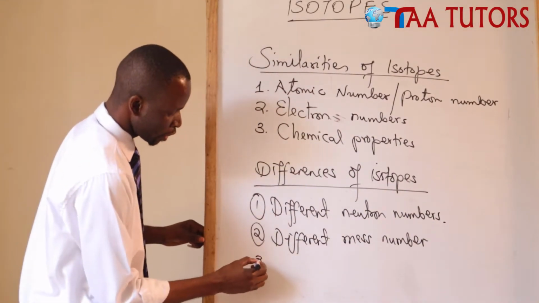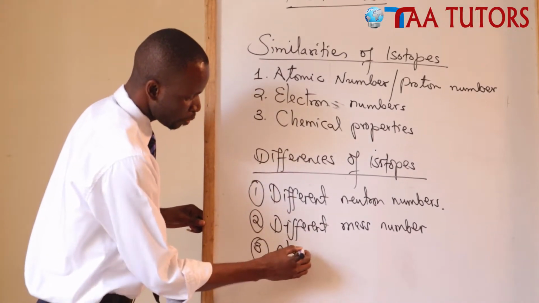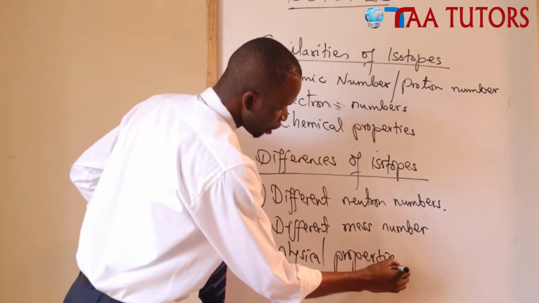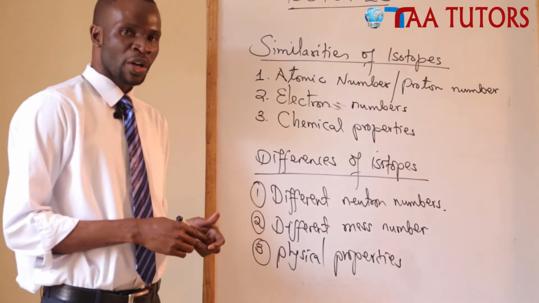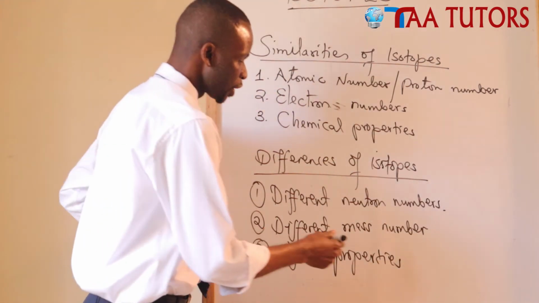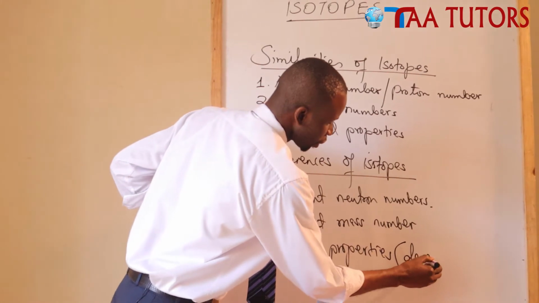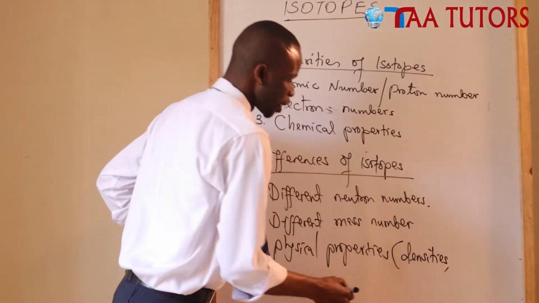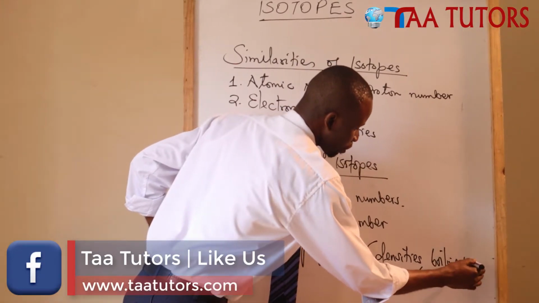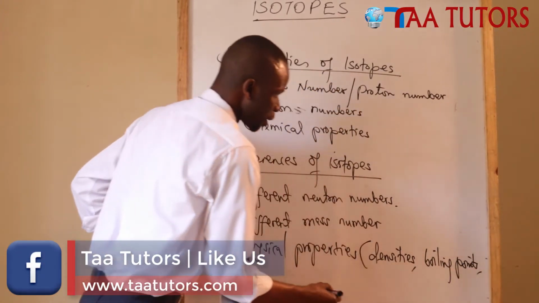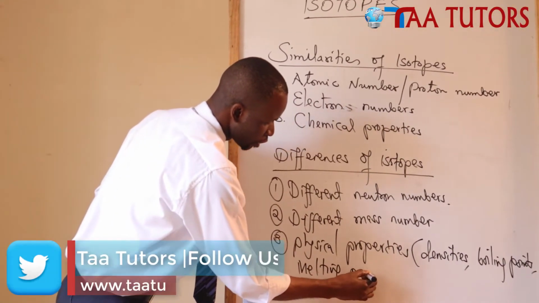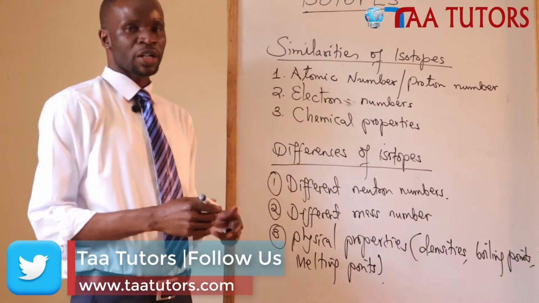Number three is the physical properties. Physical properties of isotopes are also different. Why? For example, if you look at the densities, we can talk about things like densities. We can talk about boiling points and melting points. The boiling and melting points of these particular isotopes are not the same.